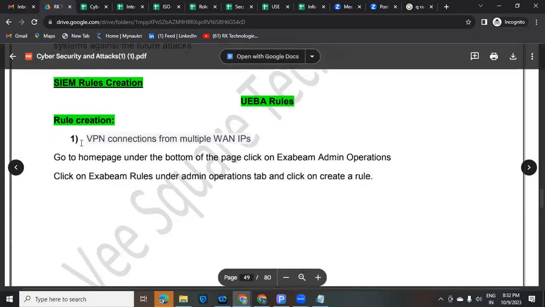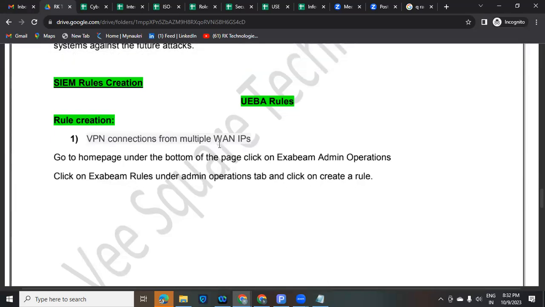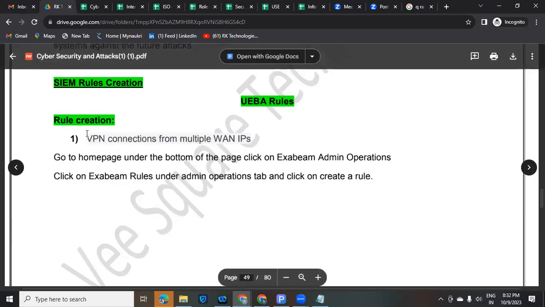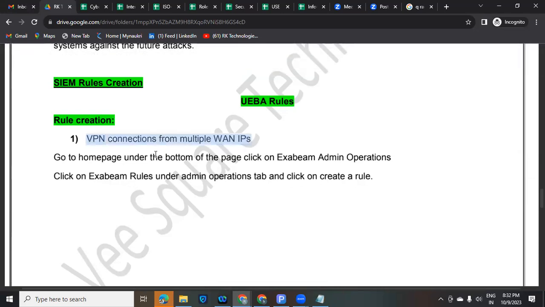Okay. The first one is VPN connection from multiple WAN IPs. What is the possible use case? How can we differentiate or call this particular use case? Anyone? VPN connections from multiple WAN IPs. What is another attack name? Impossible traversal. Excellent, that's a perfect answer. Impossible traversal attack use case or correlation rule.